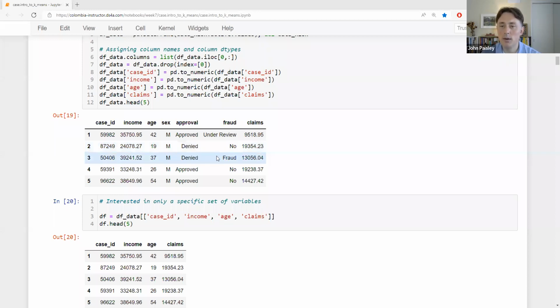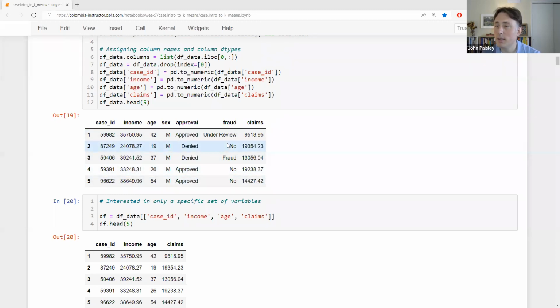And then there's denied and fraud. And I assume maybe there was some investigation prior to denying them and they found out it was fraud. I don't know. But this is information we're not going to use, but you could imagine that there would be almost two labels that you could build a classifier on, whether you should approve or deny somebody, but then you also need to know, do you think it's fraud or not?